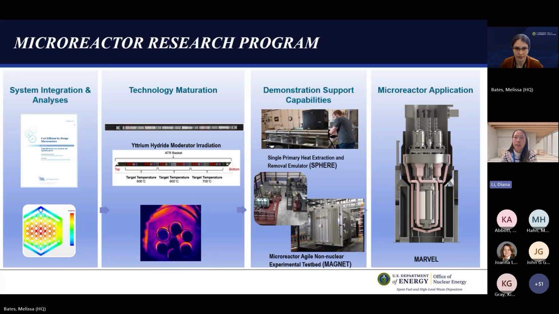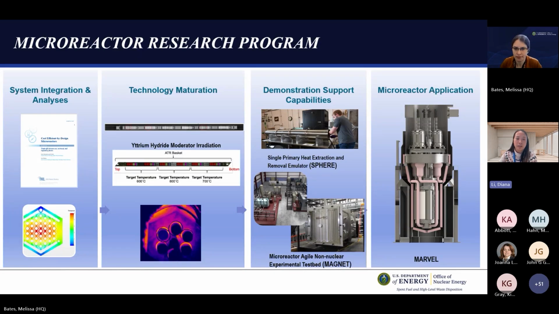The third technical area is demonstration support capabilities, and this includes our non-nuclear testing capabilities such as SPHERE, or single primary heat extraction and removal emulator. This facility allows us to test heat pipes primarily and gives us the data to allow us to validate performance of heat pipes. Within this technical area, we also have MAGNET, which is our microreactor agile non-nuclear experimental testbed.